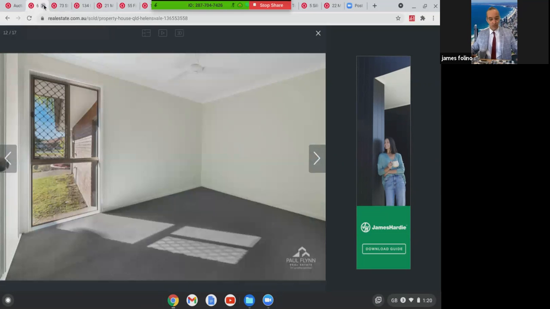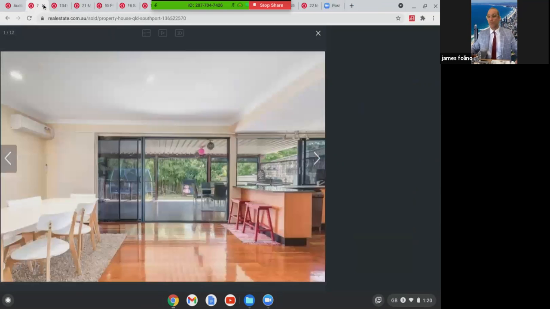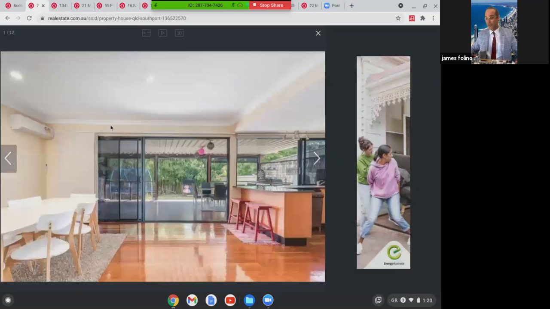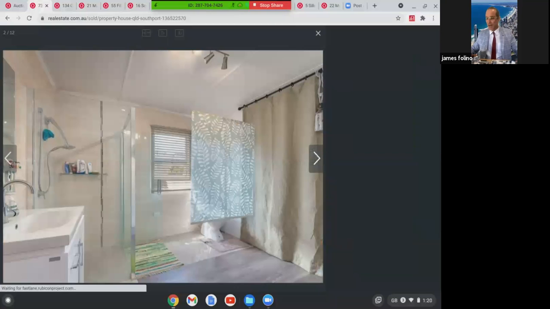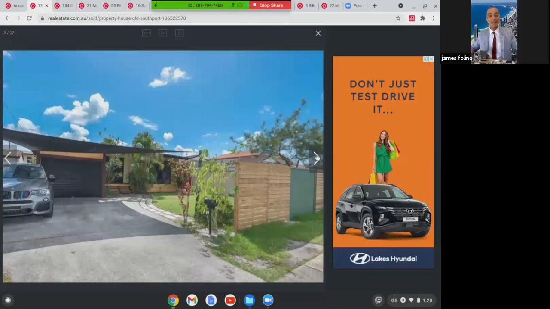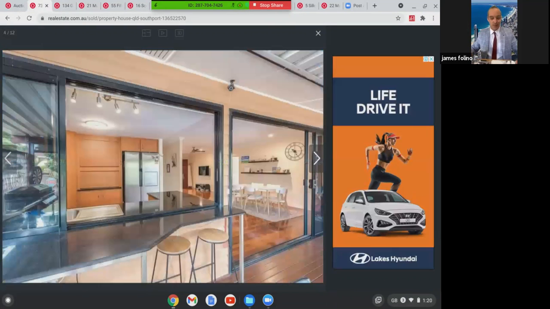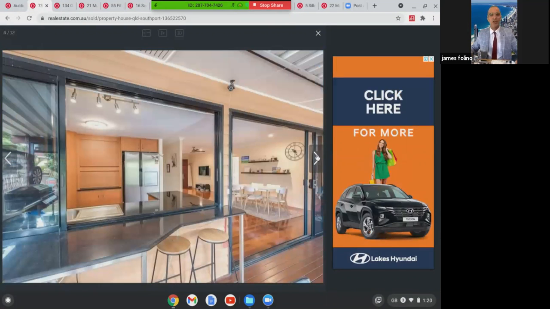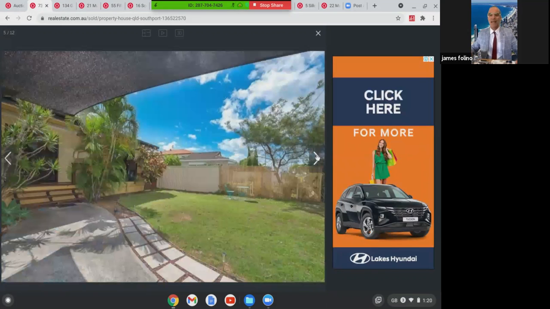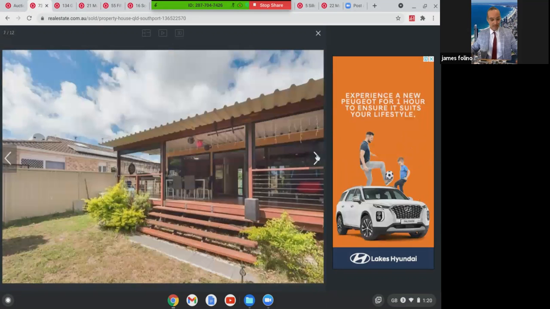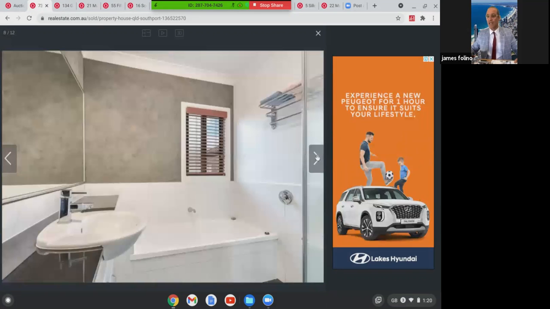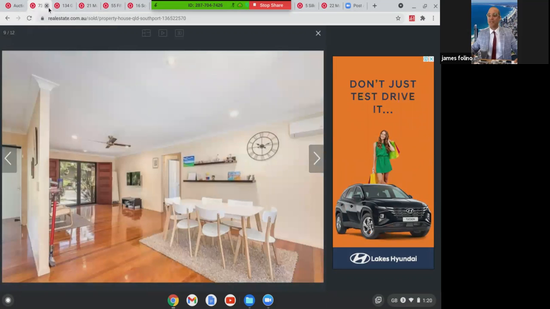There's a couple more to go through in the lower price category. This one is at 73 Stevens Street in Southport. This was a three bed, two bath home. It has been renovated. This home's currently tenanted at $590 per week. It's on 519 square metres of land, and this home sold for $715,000.